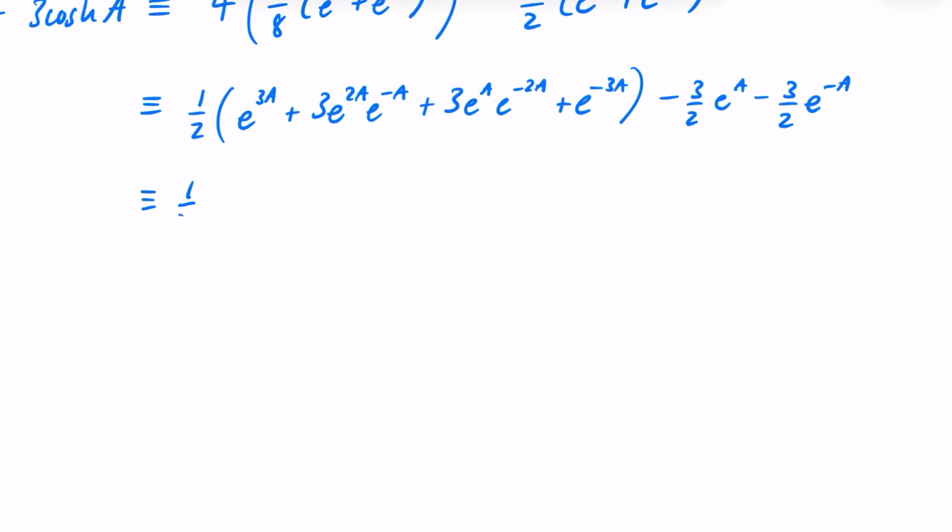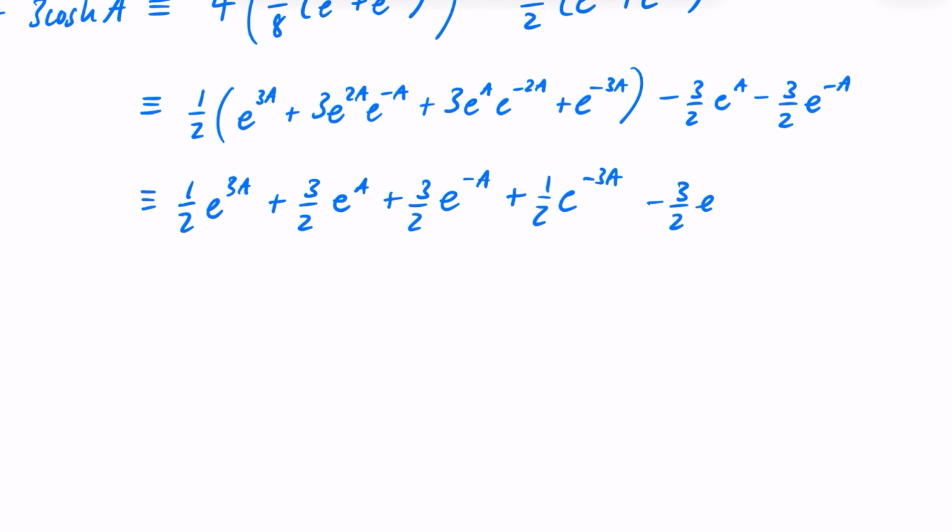I'm going to do quite a bit of expanding. So I have my half e to the 3a. I will then have plus 3 over 2. This is going to simplify. 2a and minus a is just going to be e to the a. We will then have 3 over 2 e to the minus a. And then we have a half e to the minus 3a. We then have the minus 3 over 2 e to the a, and the minus 3 over 2 e to the minus a.